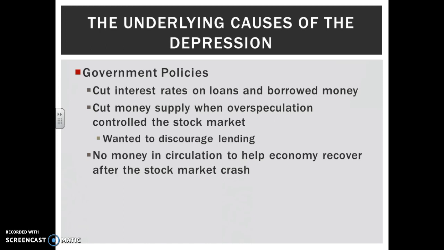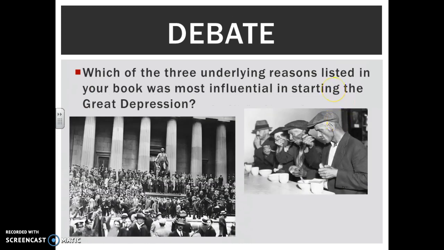So it's a big issue, and you can blame different people. You can blame the wealthy, you can blame the government, you can blame people who borrow money, you can blame Wall Street. Whatever you wanted to do at this point, and these are the underlying causes of the depression. Now, later on, in some of our classes, we actually debated some of this.